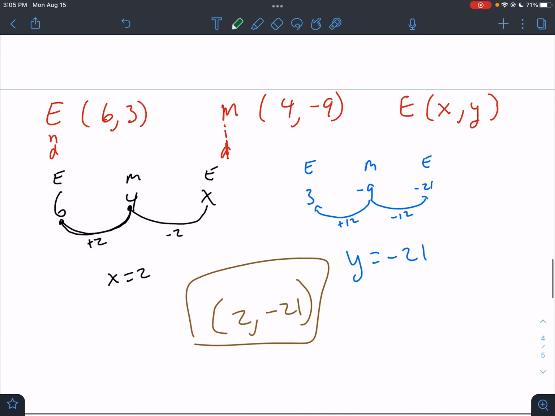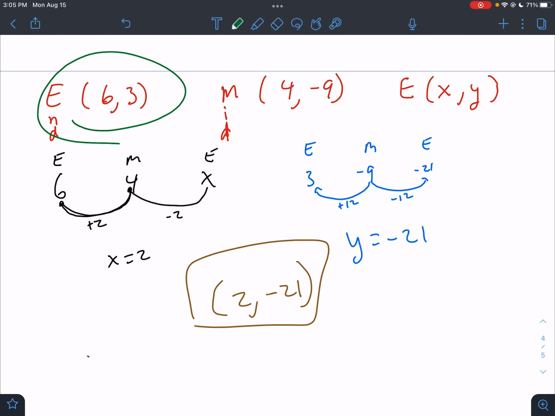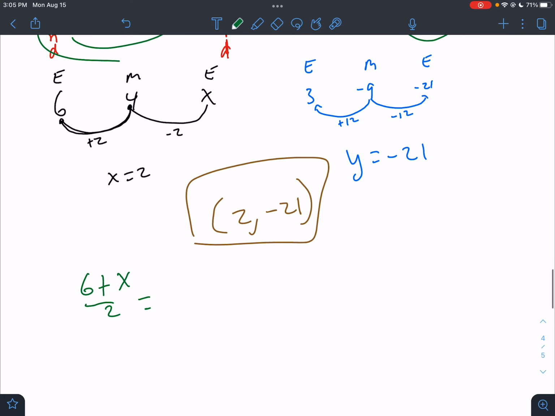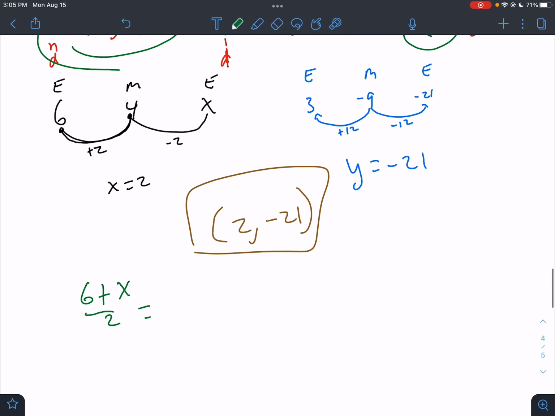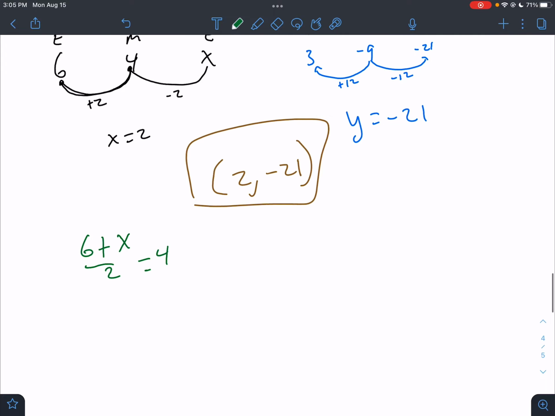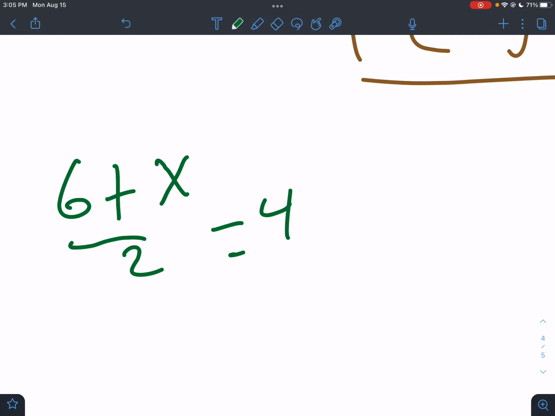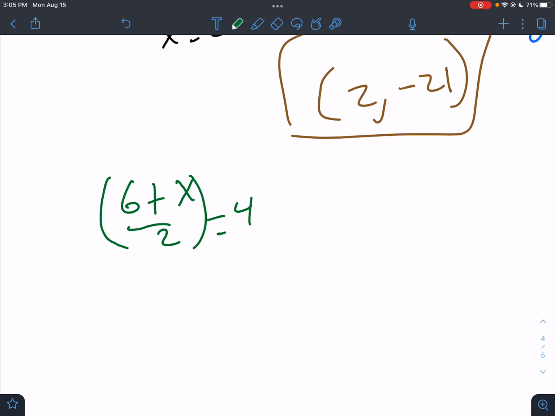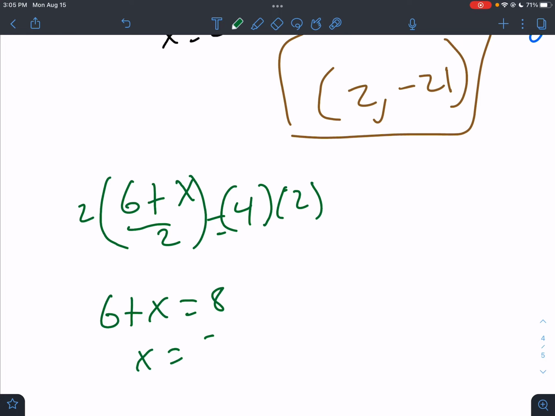What would that look like? It would be endpoint 6 plus endpoint x divided by 2. The only difference is we know what the middle is. We know the answer has to be 4. So whereas we were looking for the middle before, this time we know the middle. We know that the middle is 4. So now we have an Algebra 1 problem. Well, we're going to have to multiply both sides by 2. We'll get 6 plus x equals 8. So x has to equal 2.